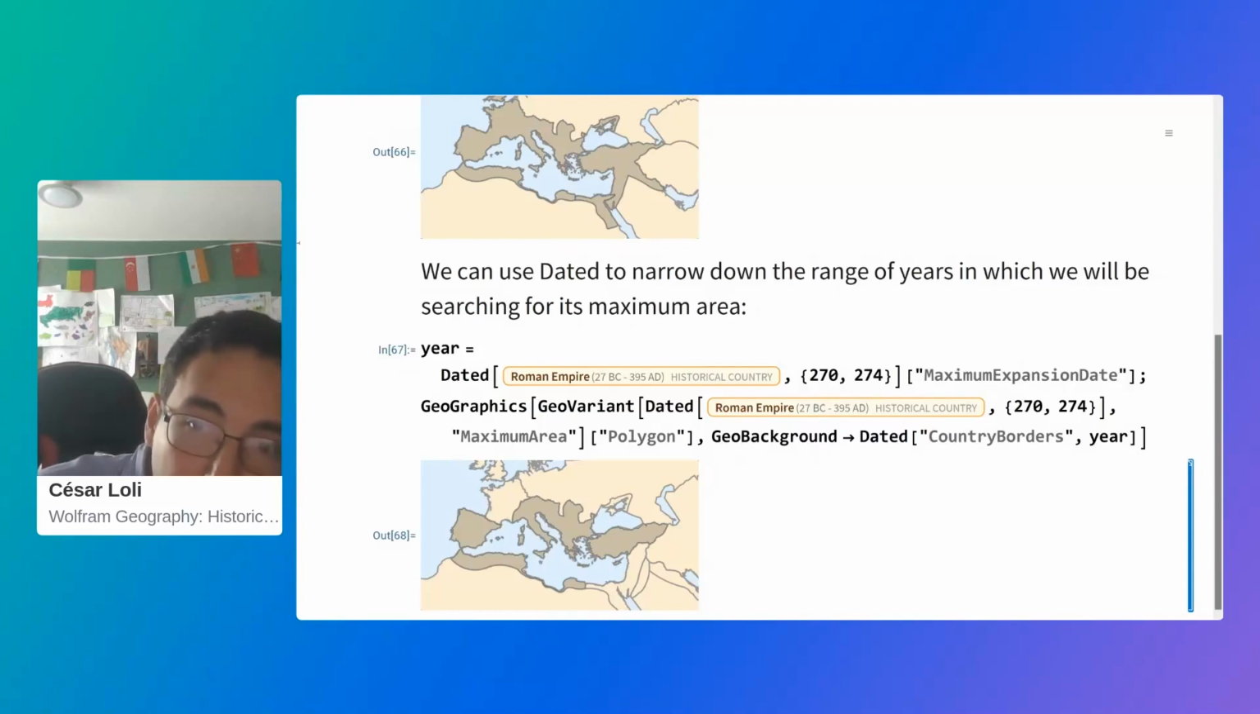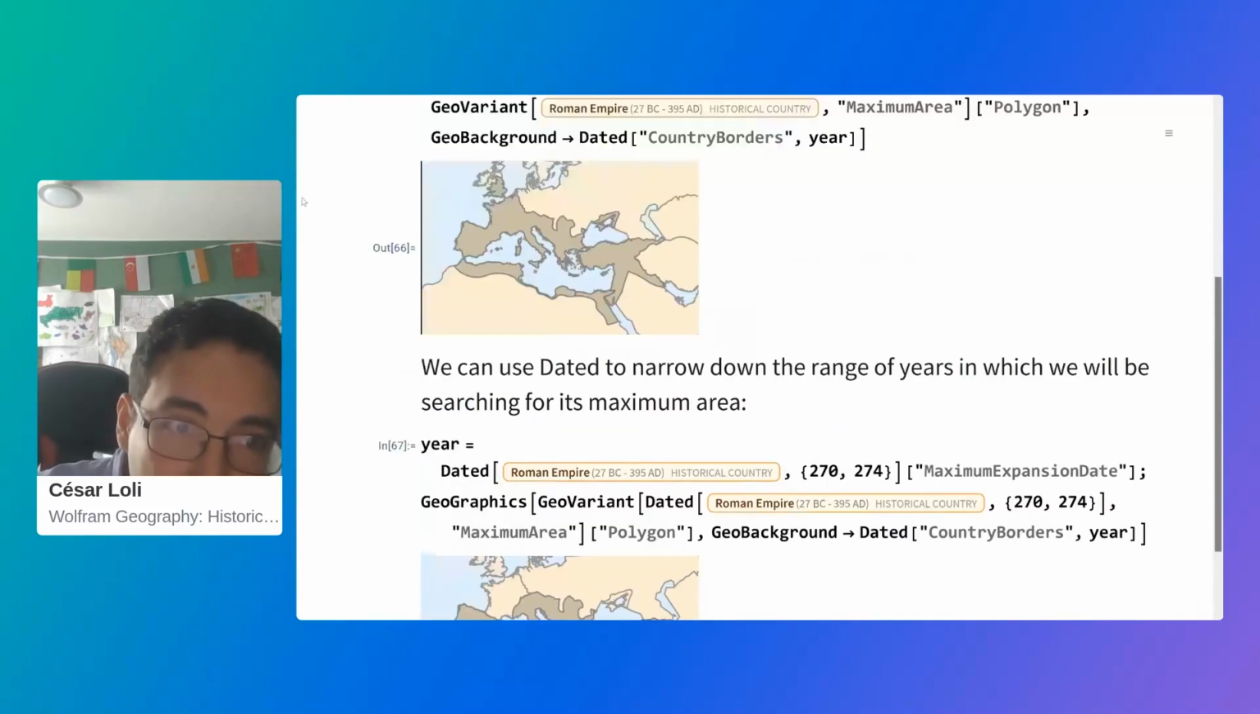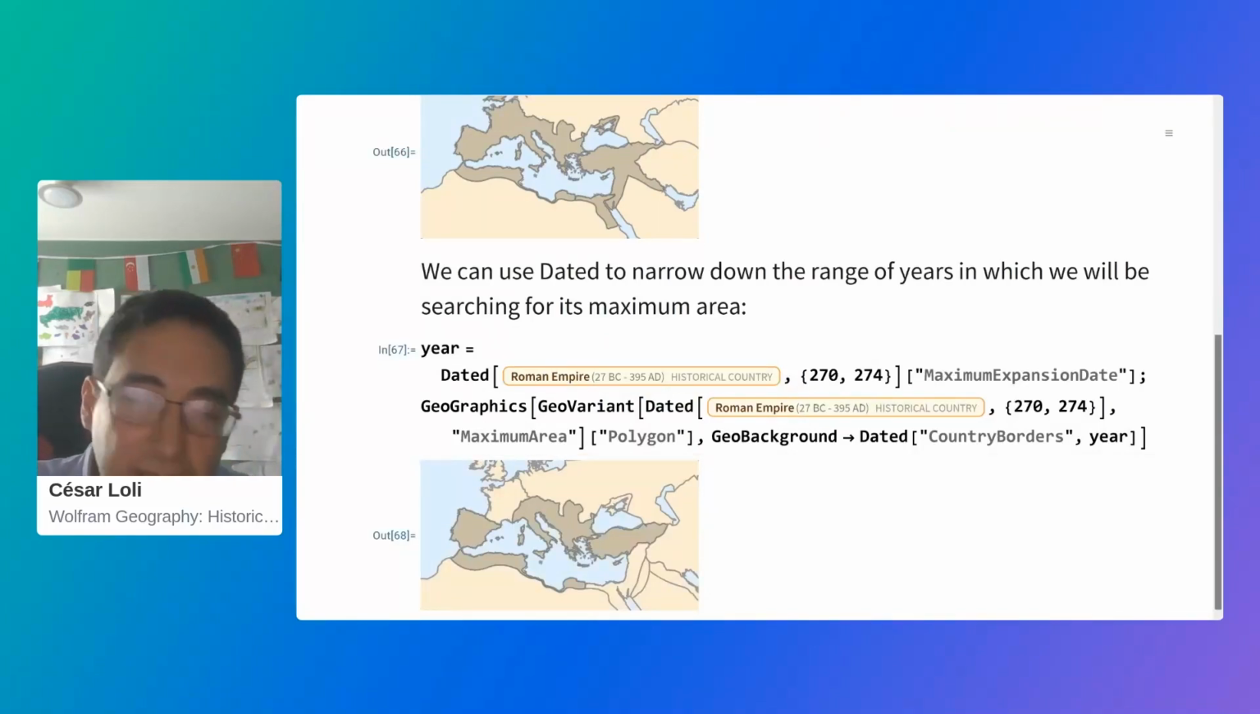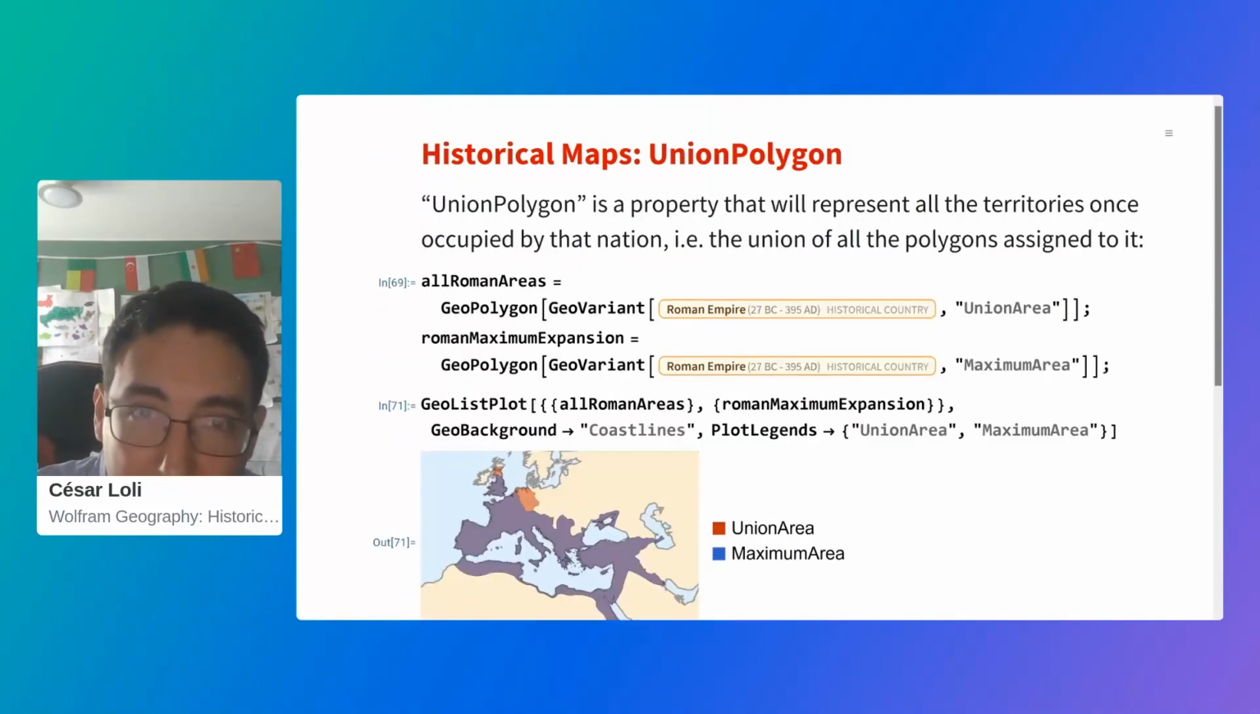The idea with these maps is to combine the wrapper dated with all possible geovariants. With the previous one, the time series, it also can be done, only it's pretty trivial.